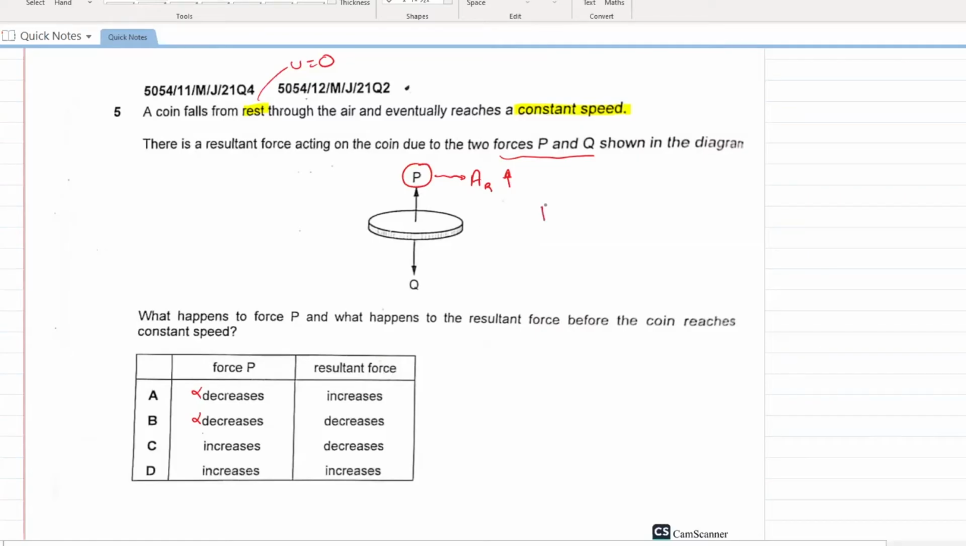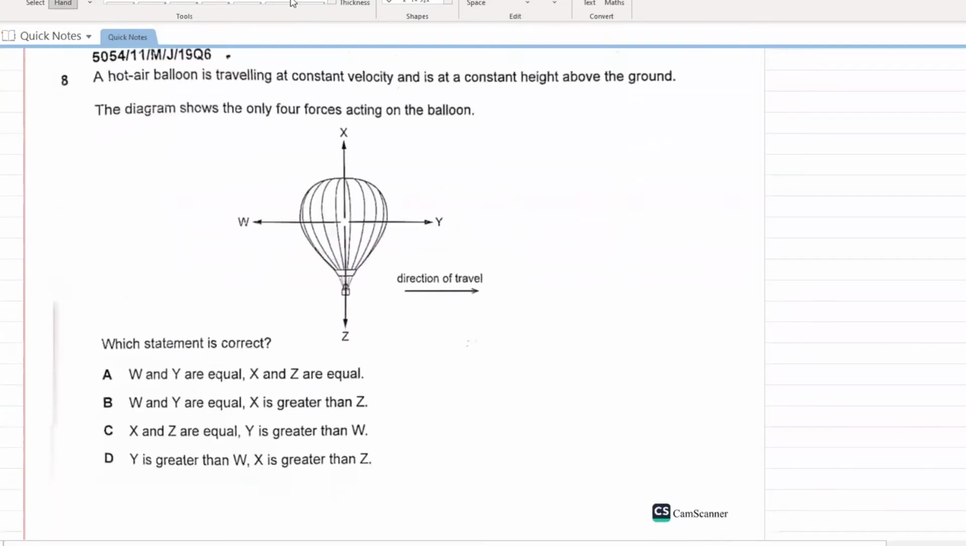What will happen to the resultant force? The resultant force will decrease as air resistance increases. C is your answer. Okay, let's see this.